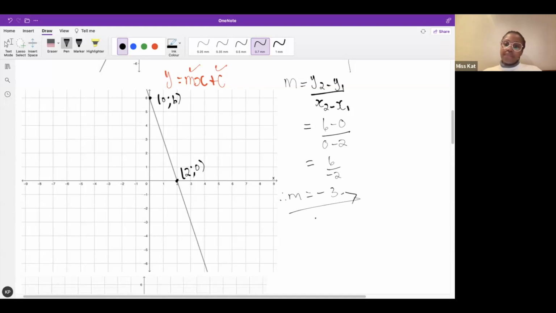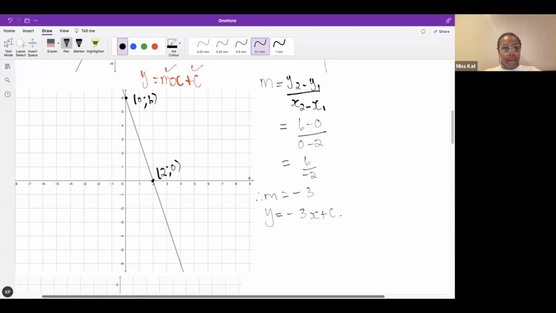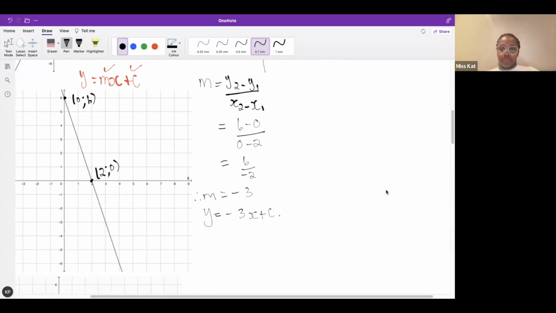Wonderful. Okay, are we going to find C together? Yes, ma'am. Are you going to use the graph, or do you want to work it out? Ma'am, we can work it out. Okay, so let me write down then. Therefore, y is negative 3x plus c. Which point are you going to use to work it out? Ma'am, I'll use 2 and 0. Okay, we're going to use the point 2, 0. Let's substitute.